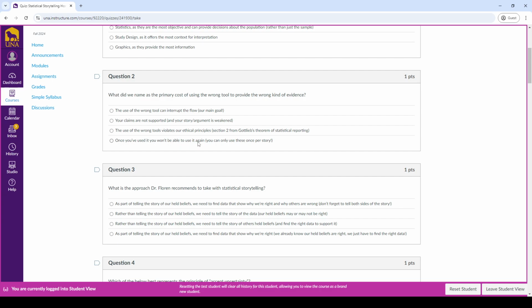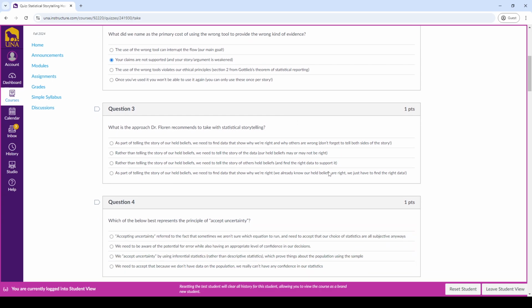And once you've used it, you won't be able to use it again. Well, none of these are really right, except for this one. Using the wrong tool could interrupt flow, but it could also improve the flow. The only problem would be that the claims are not supported. So really, we want the right tool for the right kind of evidence so that your claims are supported and your story is strengthened.